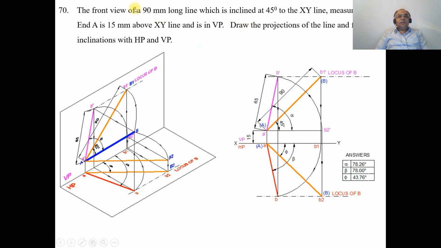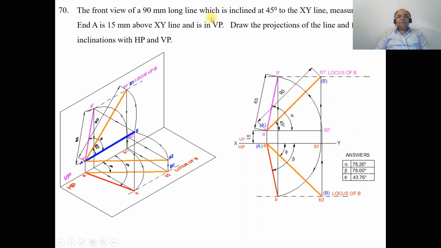Then he says the 90 mm long line is inclined at 45 degrees to the XY line, and the front view measures 65 mm. So you know the true inclination and the true length. From A dash, you measure a length of 90 mm at an angle of 45 degrees. You draw a line so that you get the locus of B in the front view, and you mark this point as B1 dash and this as capital B1. Then you join A dash B1 dash. This is going to be the true length.